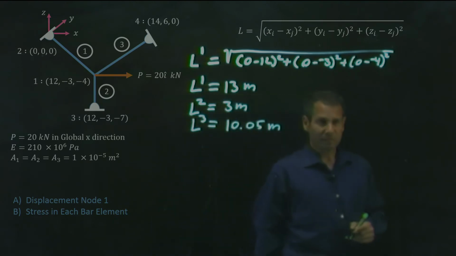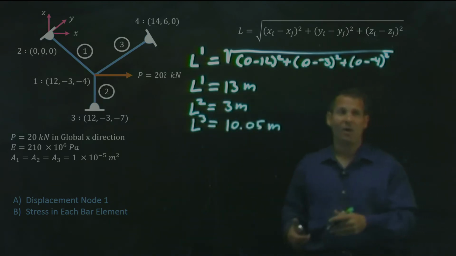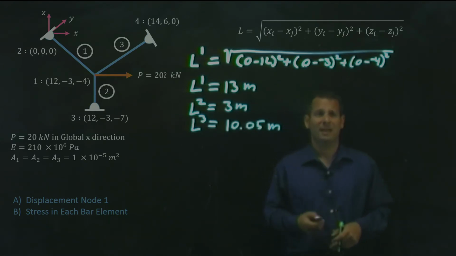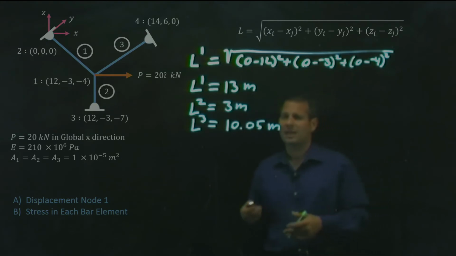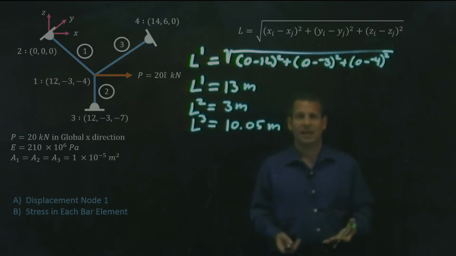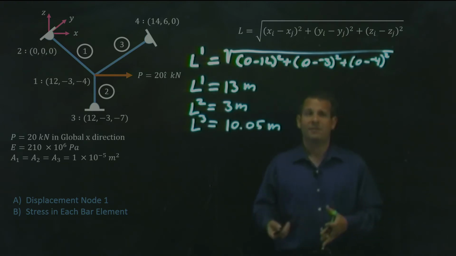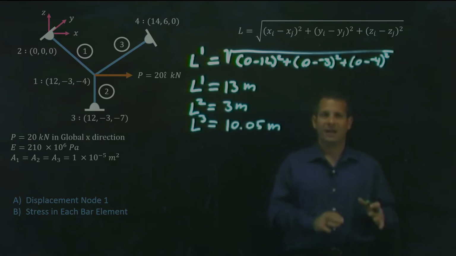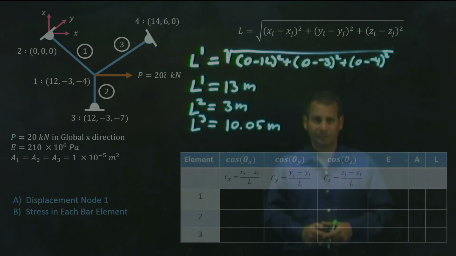All right, so that's the length. Now I need to find those angles. Finding those angles might be a little bit tedious. Luckily, we don't need to find the angles themselves. What we need to find is cosine of those angles, because in the formula for the local stiffness matrix, which I'll show in the next video, we're only ever using the cosines of those angles. Finding the cosines turns out to be a little easier than finding the angles themselves.